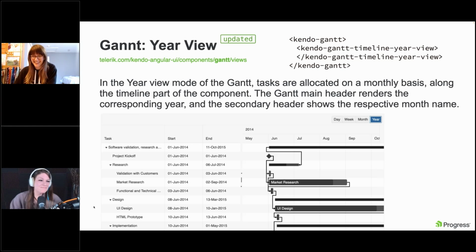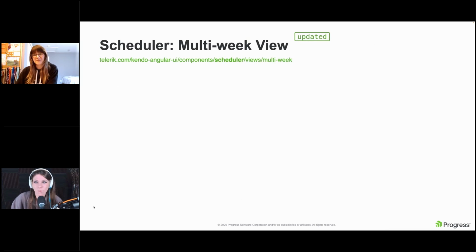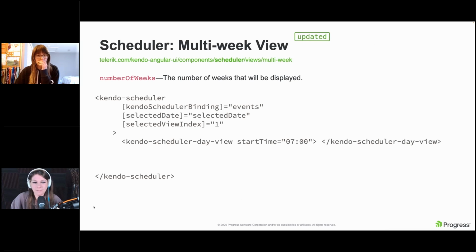So the Gantt wasn't the only one that got a view update. Our scheduler actually got a multi-week view, where you specify the number of weeks that you want to be displayed.